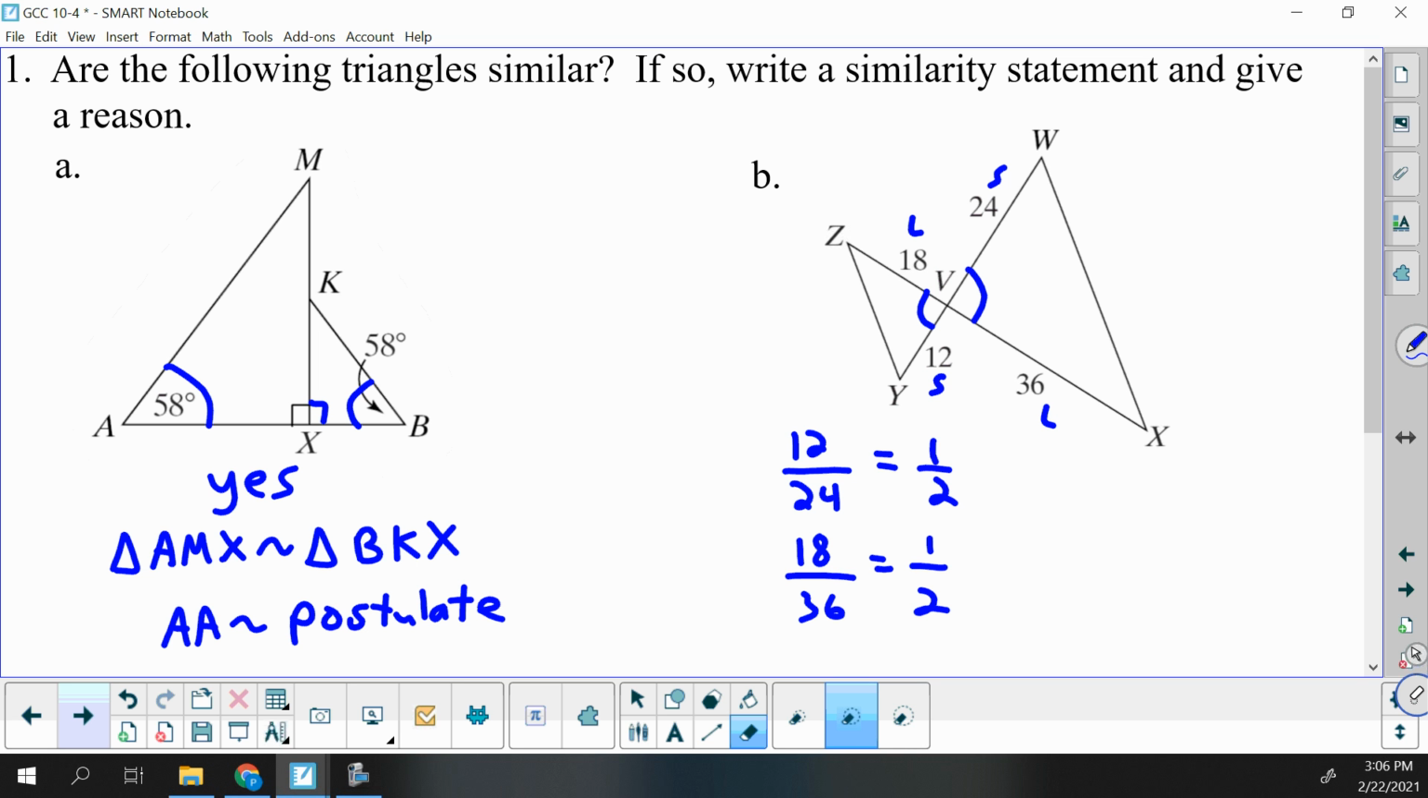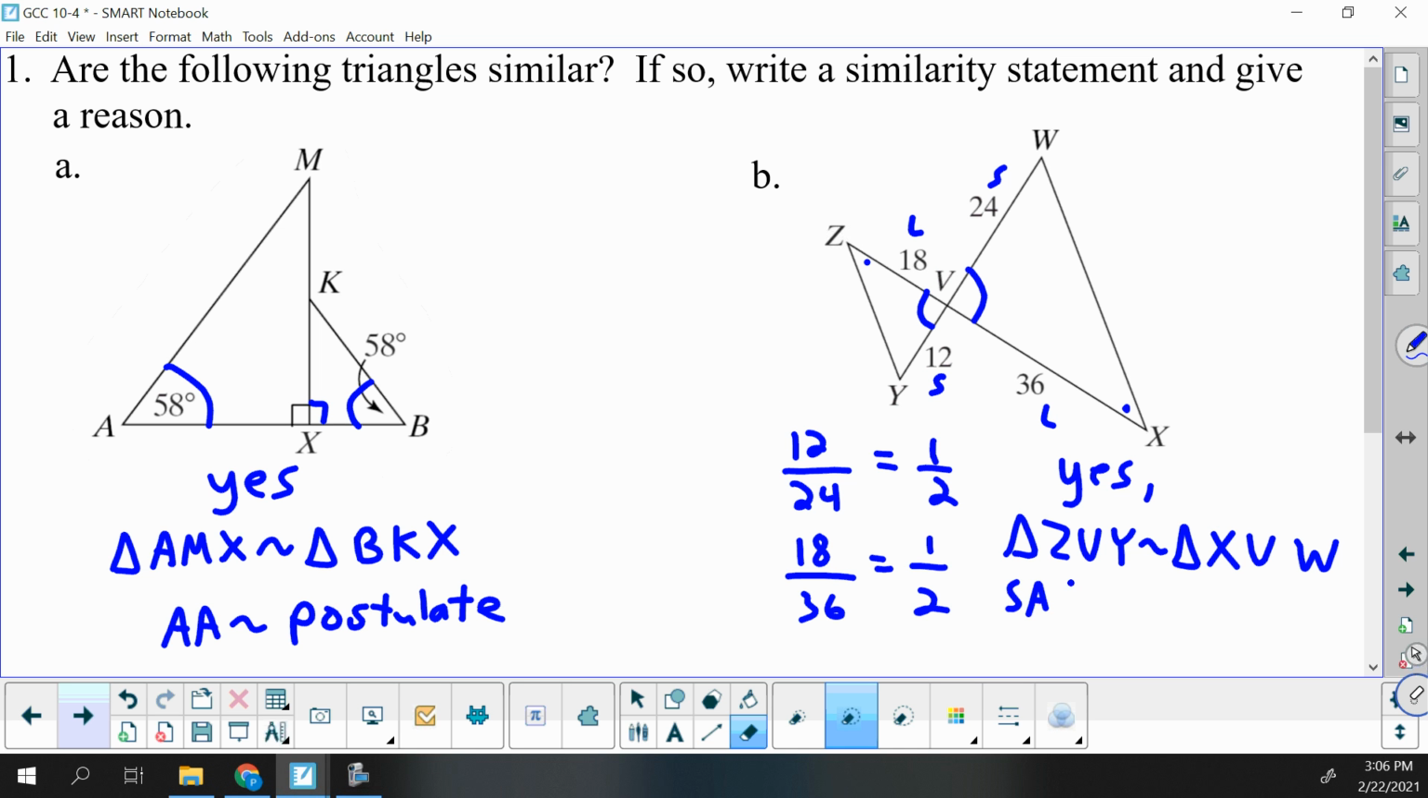So the sides on either side of the congruent angle are proportional. So we would say that yes, this is similar. We would say triangle ZVY is similar to triangle. This Z should match with that X. The V's would be the same, and then the W would match with the Y. Our reason, we would say side angle side similarity theorem.